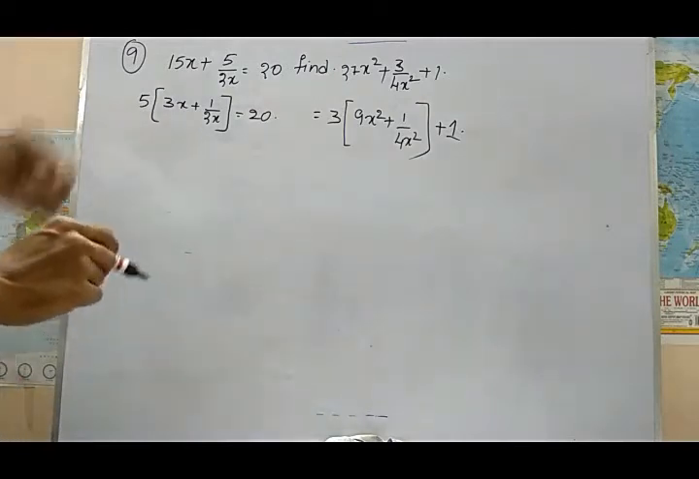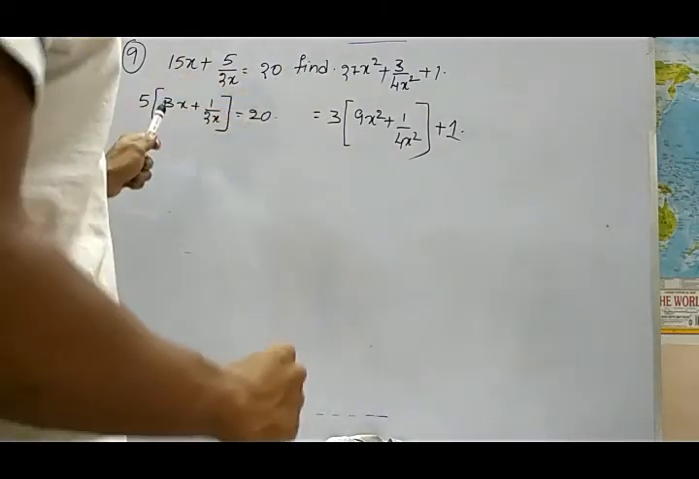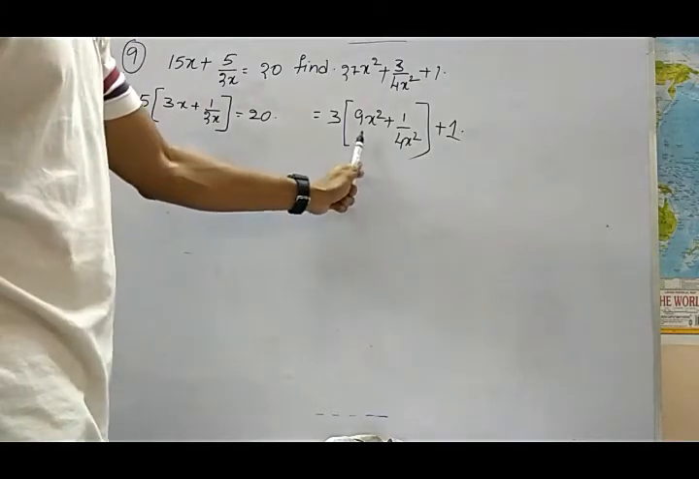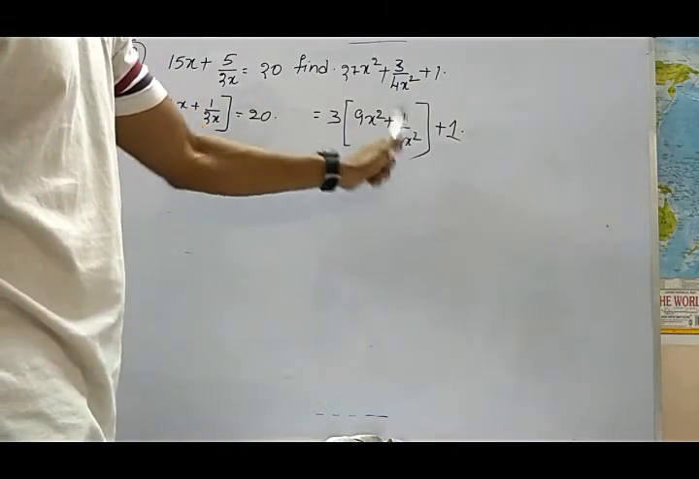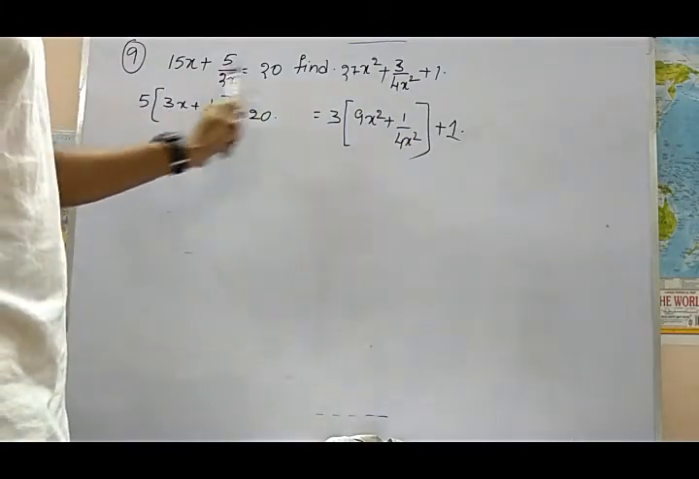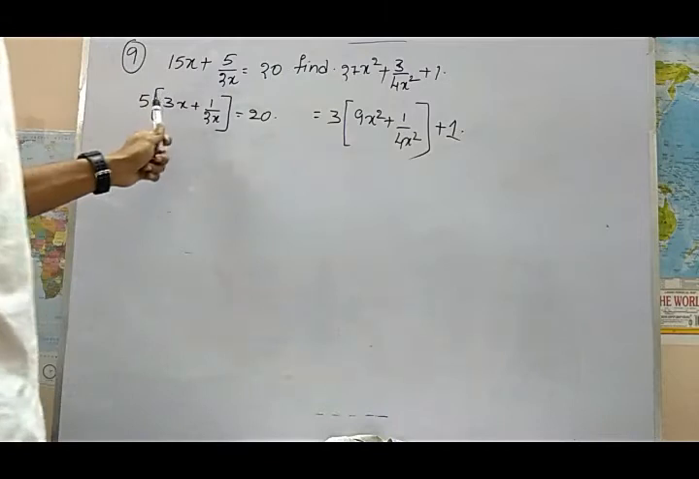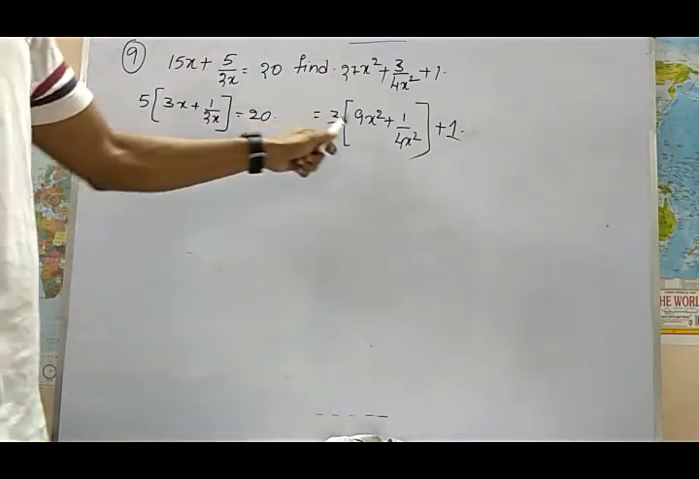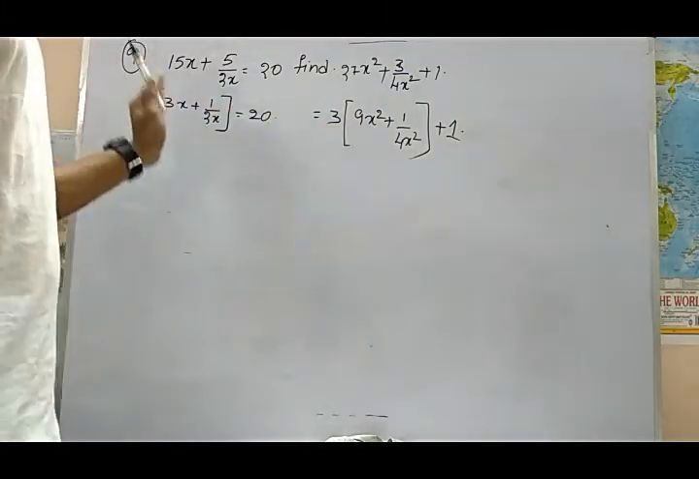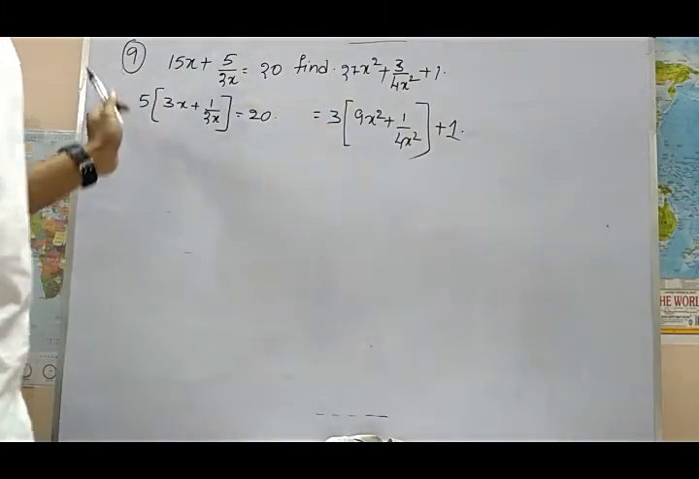So now observe what we have and what we got. We have 3x plus 1 by 2x, and we have 9x square plus 4x square. We need to find this because this is 3 and this here is 9. So we just need to square 3 so that we get 9, and we have x here and x square here. So it's just the same thing which we have done before.